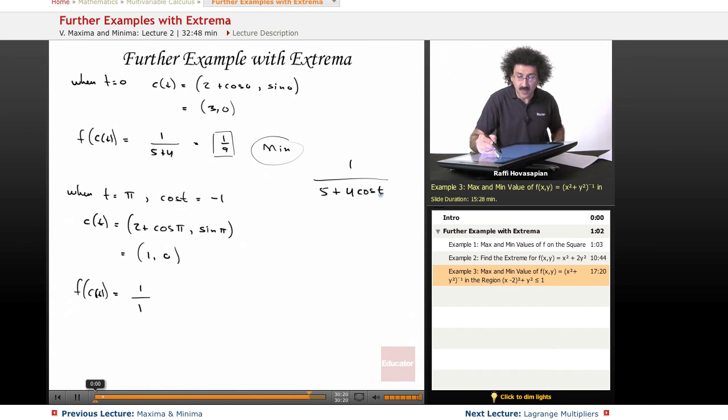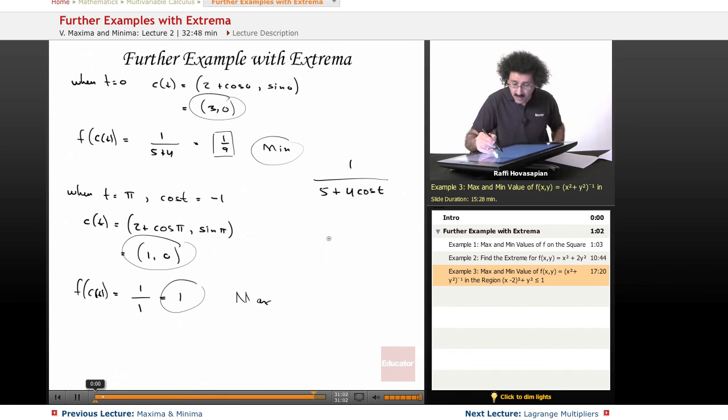When t equals 0, this denominator is 9. So it's 1 over 9. So the value of the function at the point 3, 0 is equal to 1/9. When t equals pi, that's when it's at its smallest. The smallest value of cosine is when t equals pi. Cosine of pi is negative 1. 4 times negative 1 is negative 4. 5 minus 4 is 1. So the value of the function is 1. So at the point 1, 0, the value of the function is 1. That's the maximum.